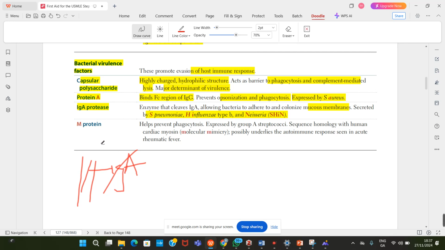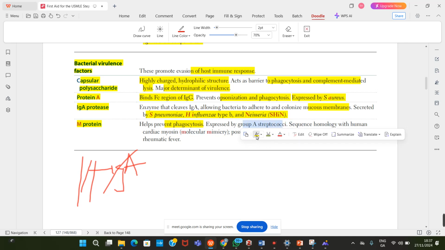Okay. So the last part is the M protein. M protein is well tested too. This follows the principle of molecular mimicry. It also helps to provide protection against phagocytosis. So you will notice that what is common to all of them is phagocytosis. Everything is phagocytosis. So just remember, M protein too is about phagocytosis, and it is expressed by GAS.